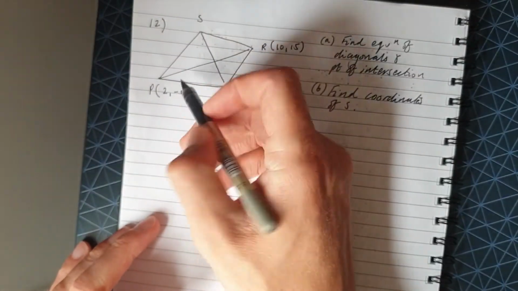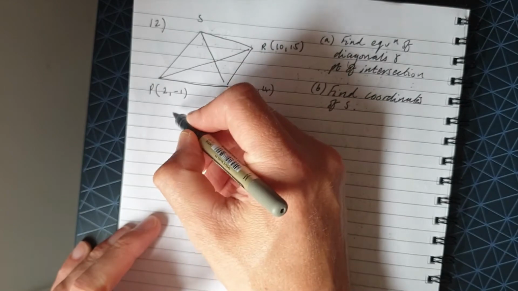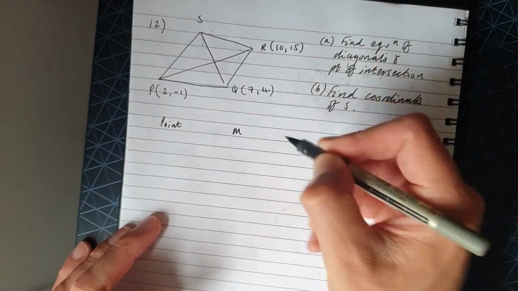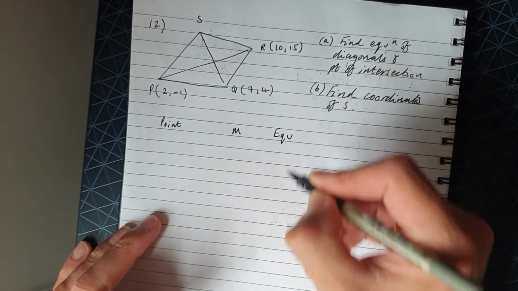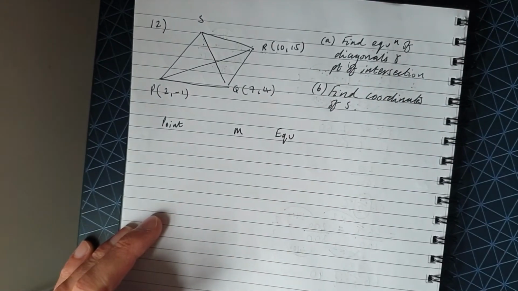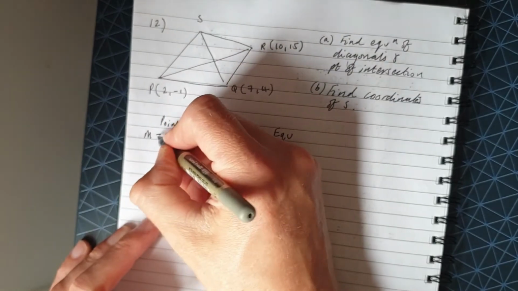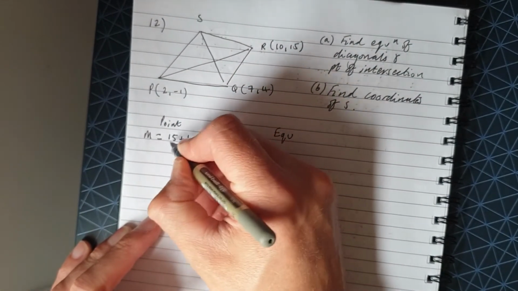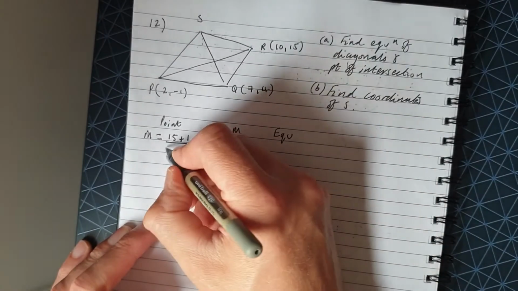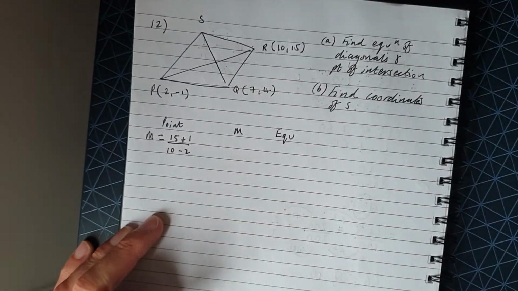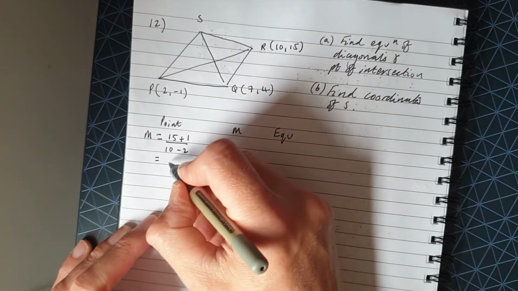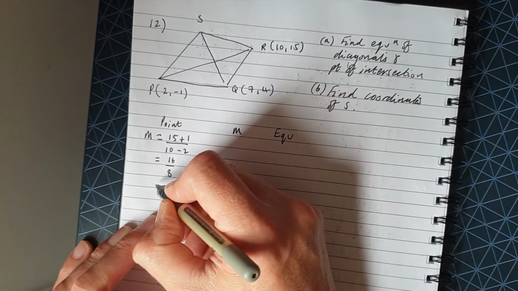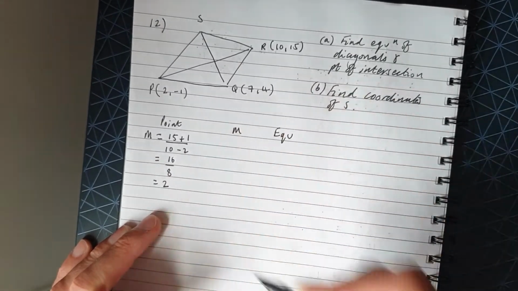Okay, starting off with PR. So again, we need a point, we need the gradient, and then that allows us to write down the equation. Quite straightforward for PR. Gradient, we've got 2 points in the line, so it's just y2 minus y1. Just careful with that, you're taking away a negative. And then x2, take away x1. So we get 16 over 8, which simplifies down to 2. So we know the gradient's 2.